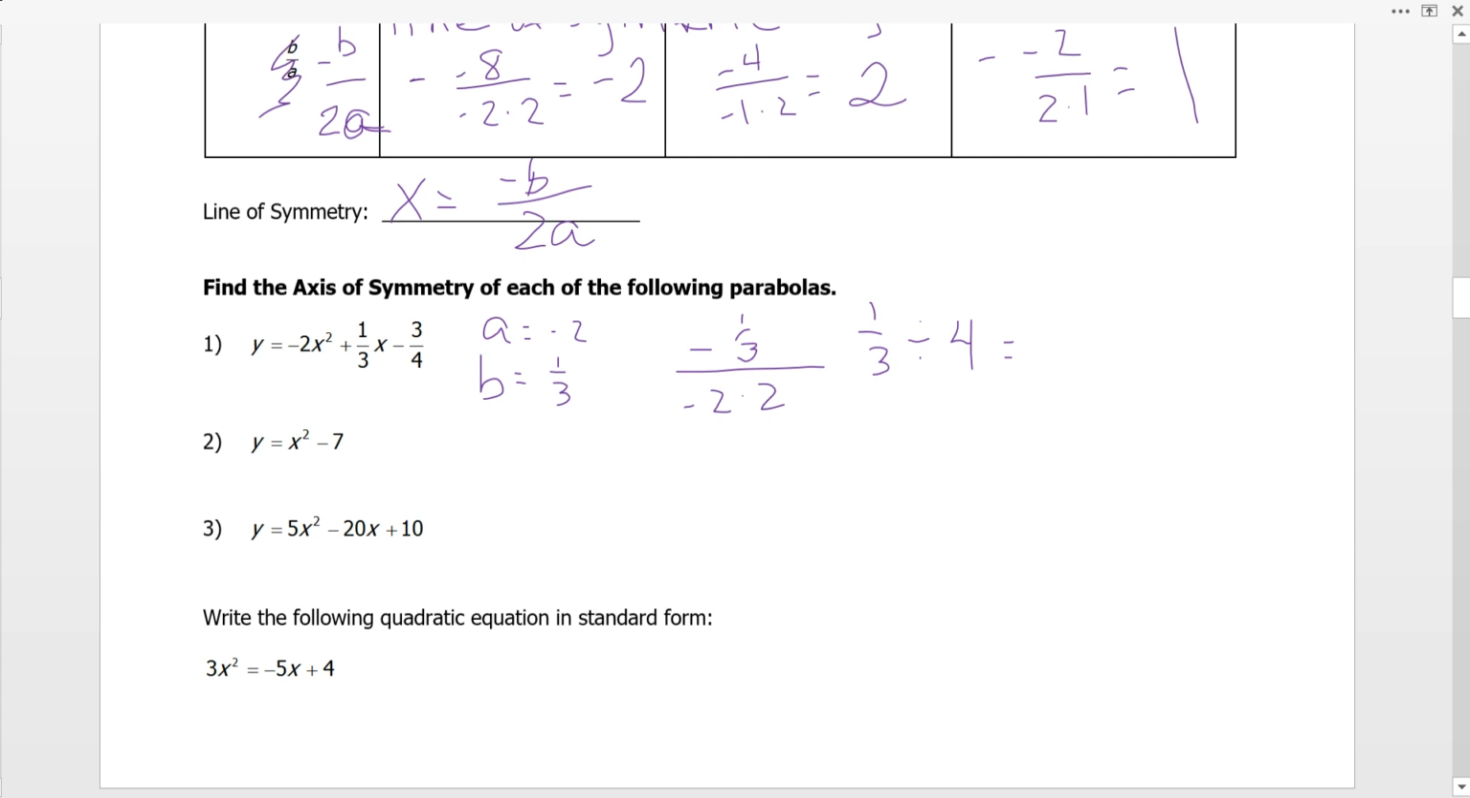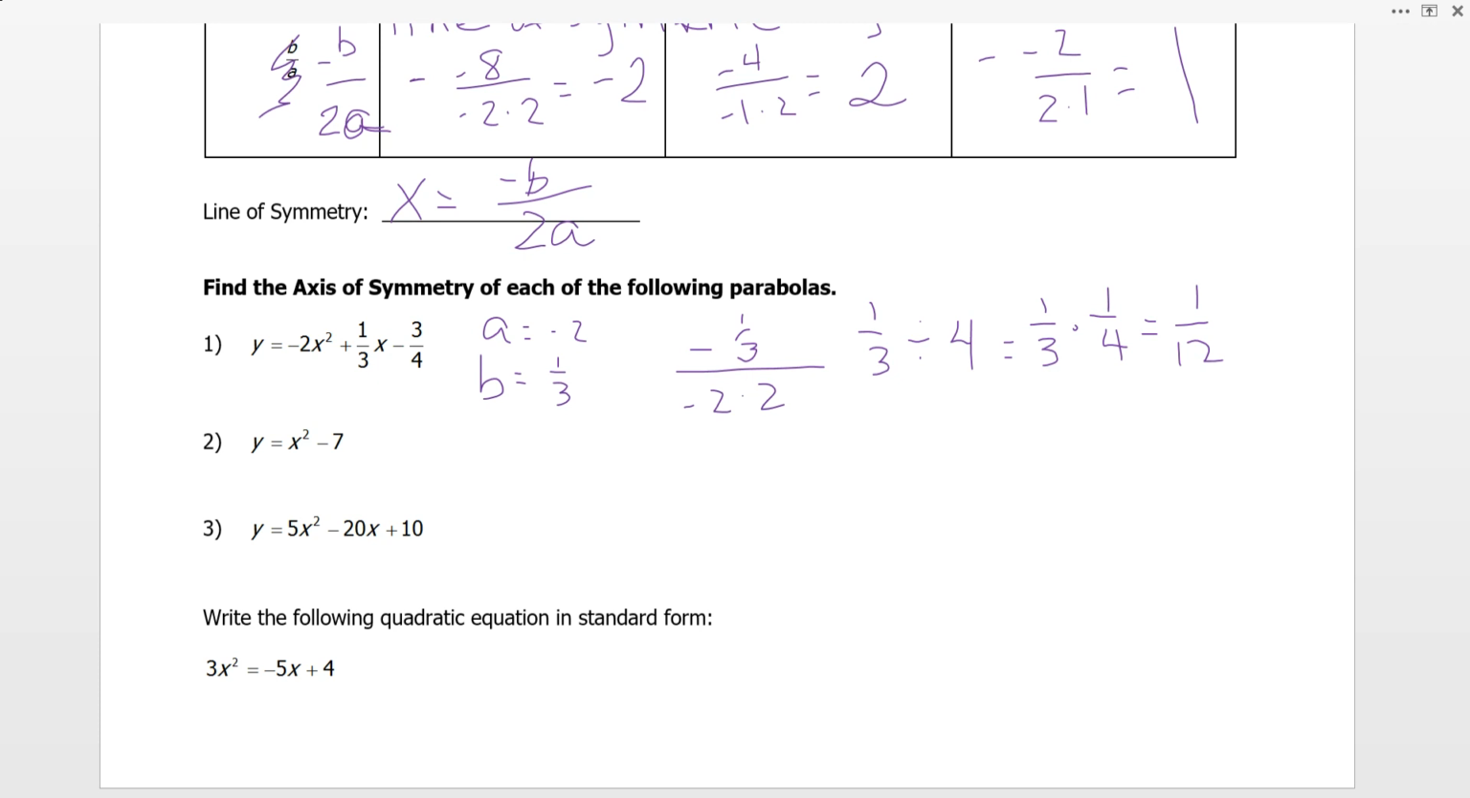I can think about, hopefully you remember, flip, keep, change. I can change that to 1/3 times 1/4, which equals 1/12. So x equals 1/12 would be my axis of symmetry. So now I'm looking, going, did I make a mistake? Because I don't think that's what I got last time I worked this out.